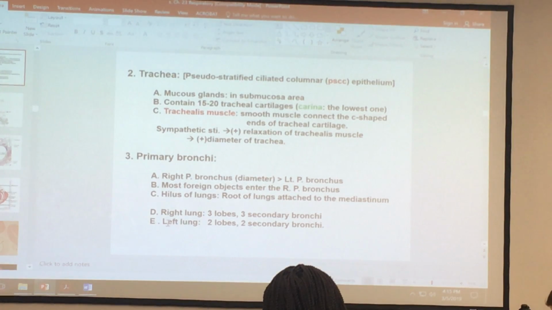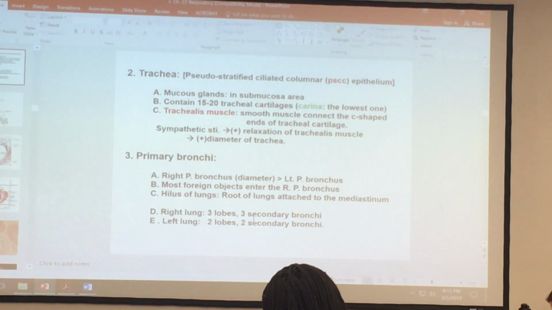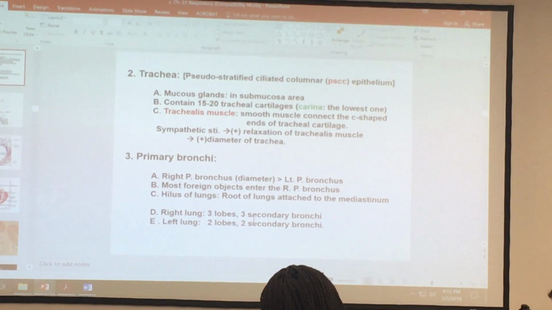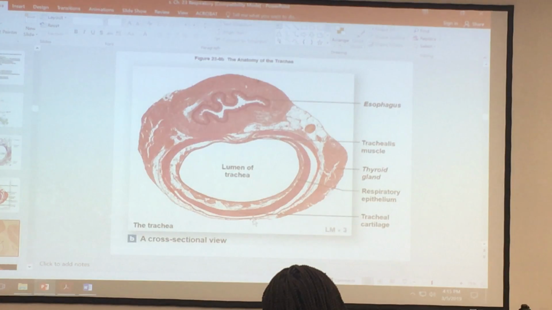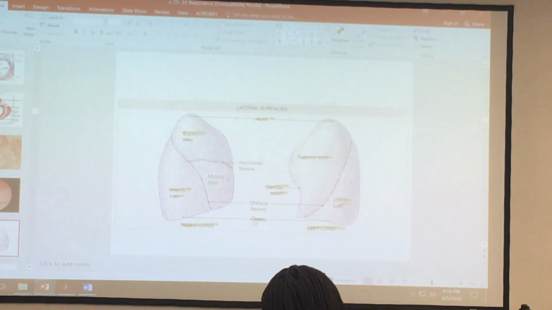And the right lung and left lung are a little bit different. The right lung has 3 lobes. The left lung only has 2 lobes. And so the secondary bronchi go to each lobe. So the right side has 3, and the left side has 2. Okay. And that's another example: in our body, the right side and left side sometimes are different. Okay, let's take a look at the lung.